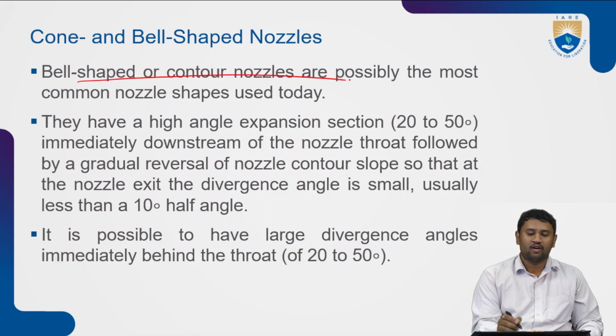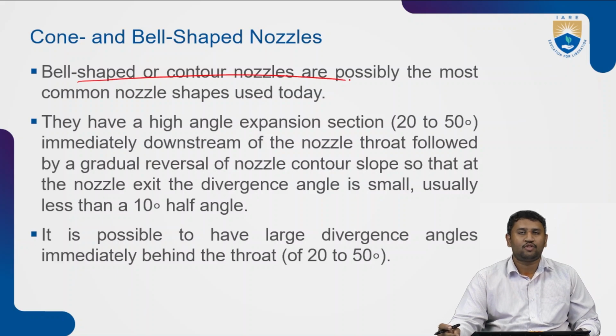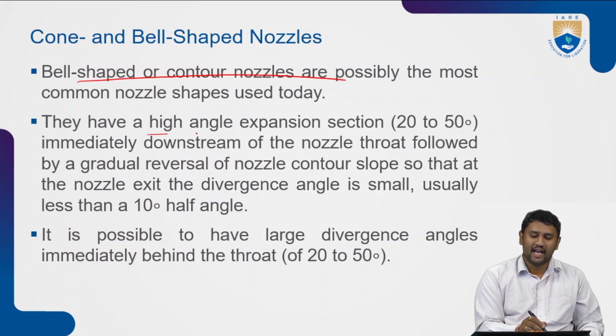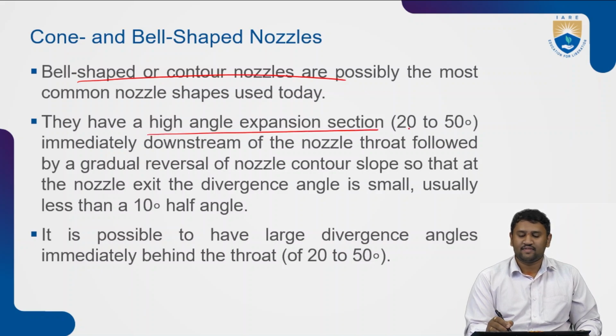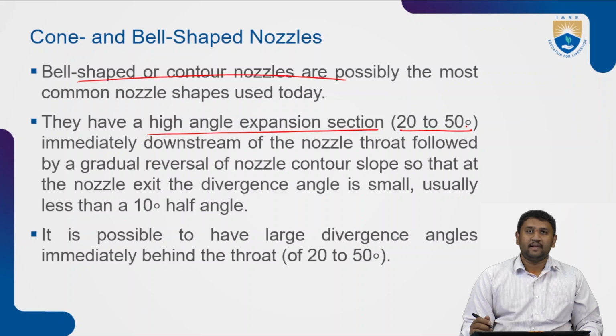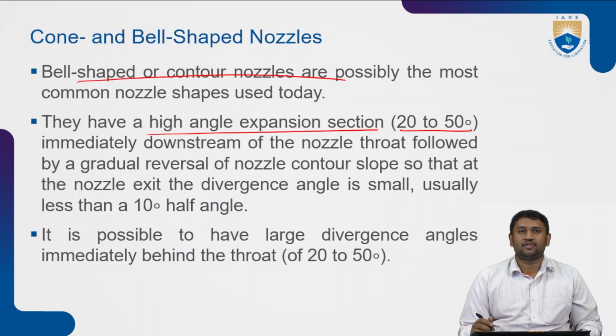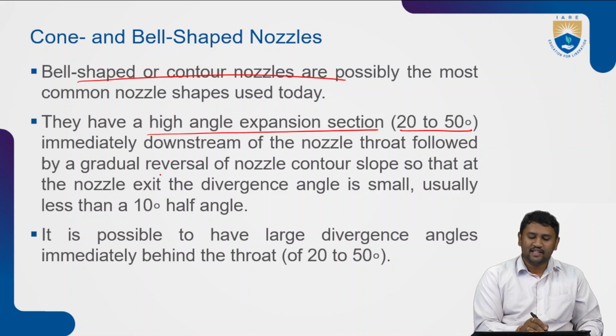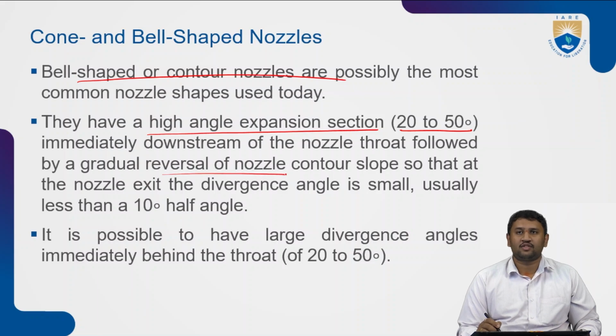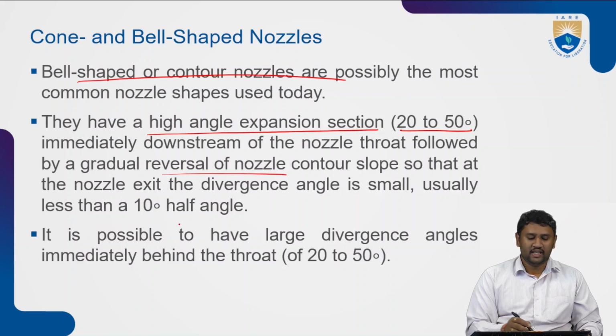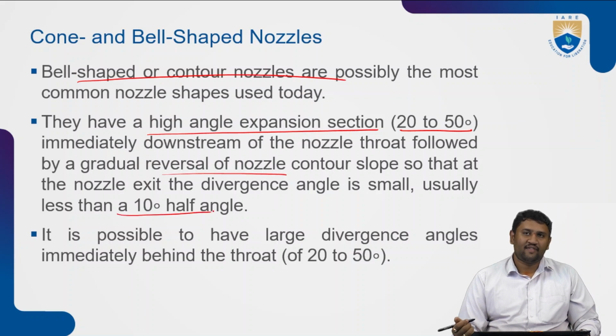The bell-shaped or contour nozzles are possibly the most used nozzle shapes today. They have a high angle expansion section, that is 20 to 50 degrees, immediately downstream of the nozzle throat, followed by a gradual reversal of nozzle contour slope, so that the nozzle exit divergence angle is small, usually less than a 10 degree half angle.